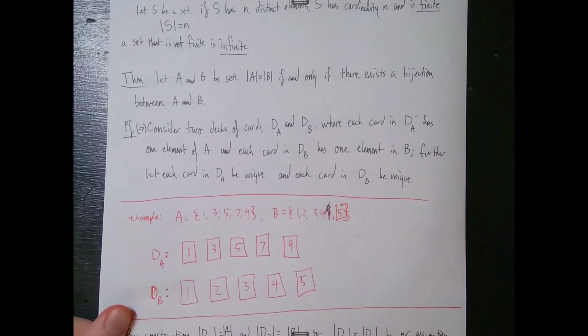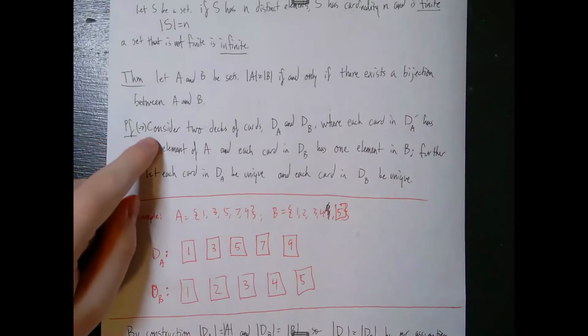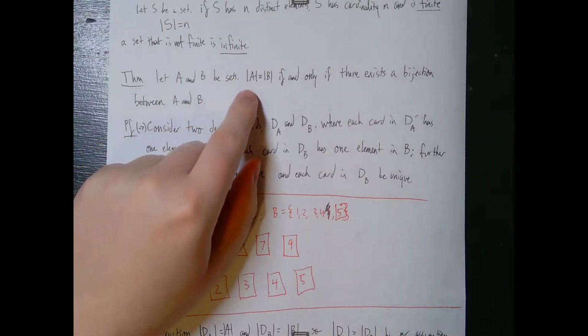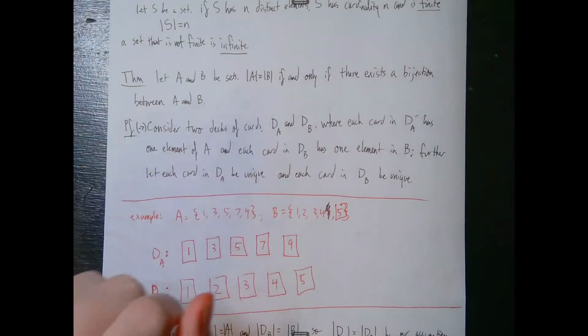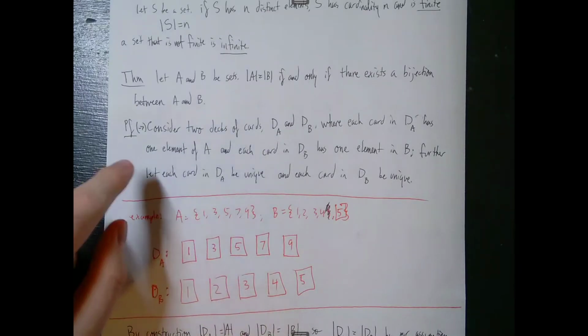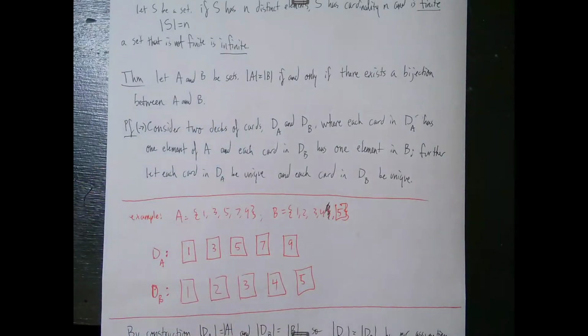Okay, so I'm going to start off with a proof of the forward direction, which is where we're going to assume that A and B have the same cardinality. So what we'll do is we'll actually consider two decks of cards, D sub A and D sub B, where basically each deck has one card per element of A and B respectively, and those cards have the elements of A and B respectively on them.